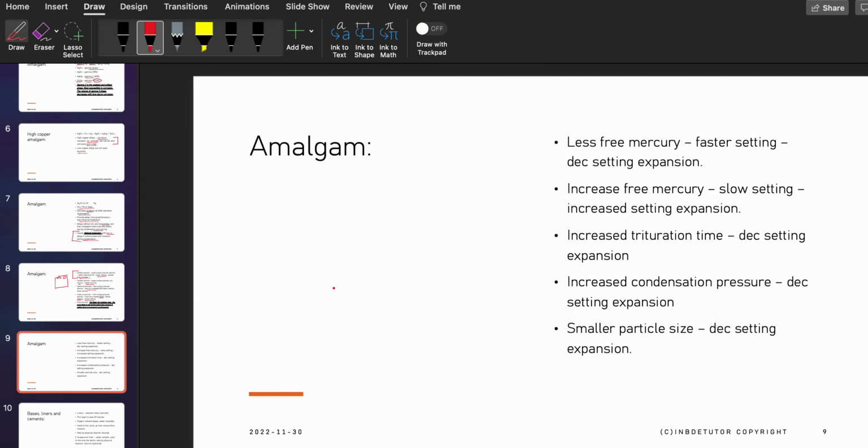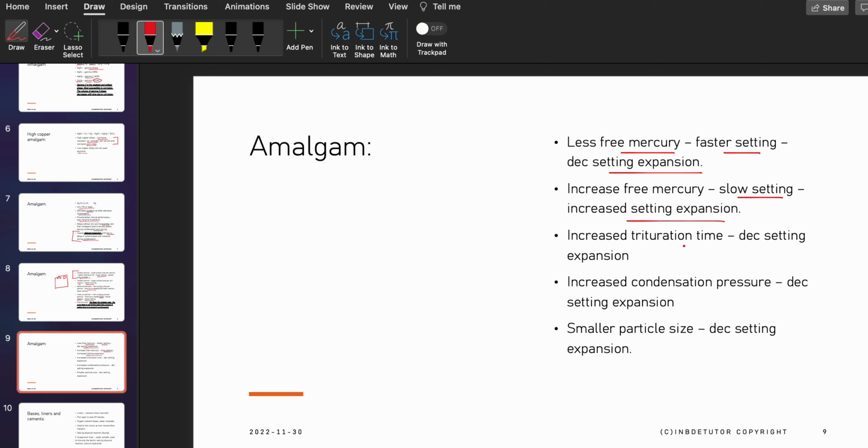Moving ahead to the next slide. Now, with less free mercury, the setting is going to be faster, which was seen in smaller particles, and there will be decreased setting expansion. Whenever there is an increase in the mercury, it will lead to slow setting, and there will be increased setting expansion.